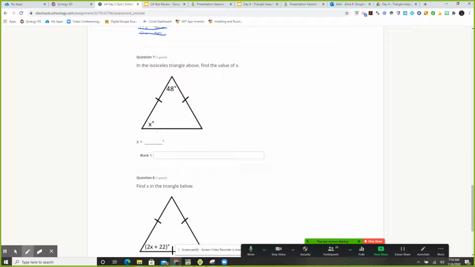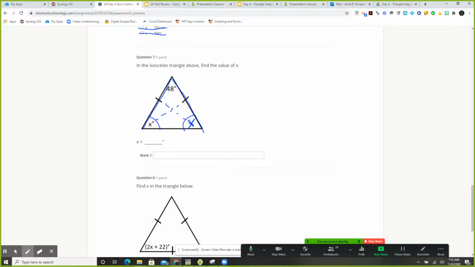Question 7. What is that missing angle? Is it X or is it 48? If you're not sure, use these tick marks and draw a line through the center of the triangle to the opposite corner. It's almost like you're playing laser tag, okay? You shoot a laser from the corner to the other side or from the side to the corner. Those two things are congruent. So if these blue sides are congruent, then the angles opposite them are too.